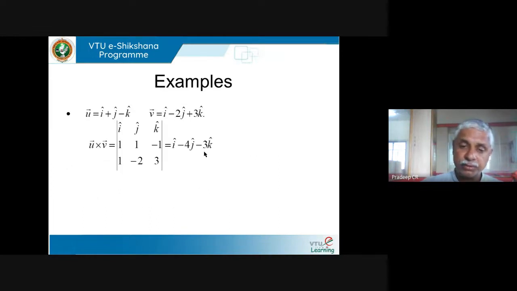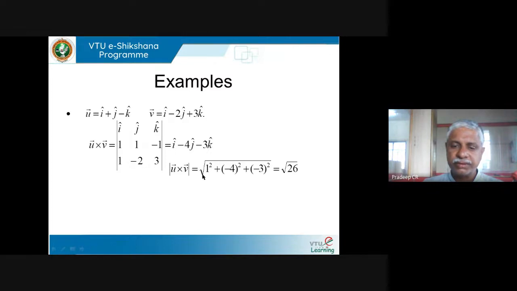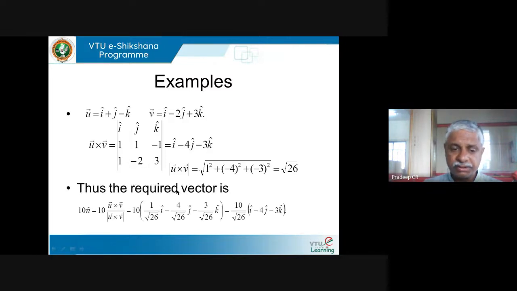So first I have to find u cross v. So I'll use my usual formula. u is there, v is there, so coefficients of u I'll write here: 1, 1, minus 1. Coefficients of v: 1, minus 2, 3 written here. So u cross v is this, so mod u cross v is this. So the required vector is 10 times whatever u cross v by mod u cross v. So it's pretty ugly numbers, but that's okay. This is the method.